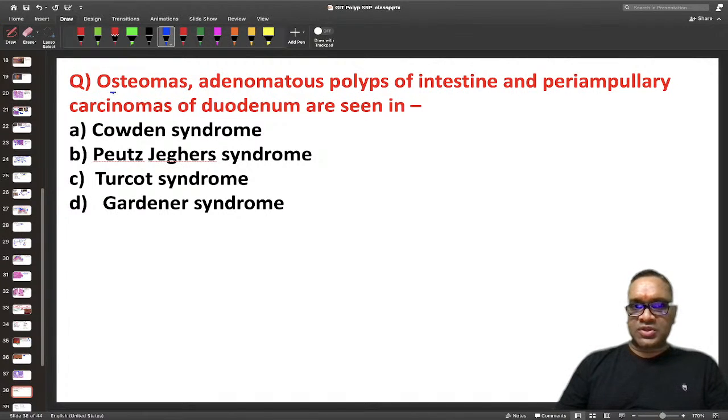Now the next question: osteomas, adenomatous polyp and periampullary carcinoma of the duodenum is seen in which of the following? Tell me what should be the right answer. Yes, APC is present on chromosome 5. Osteomas, adenomas.